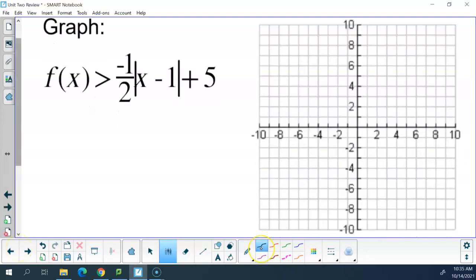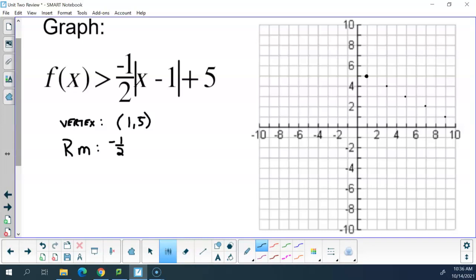All right, so where is my vertex? At 1, 5. Oops, that should be a 5. 1, 5 would be right there. What is my right side slope? Negative 1/2. So that means down 1 and right 2.